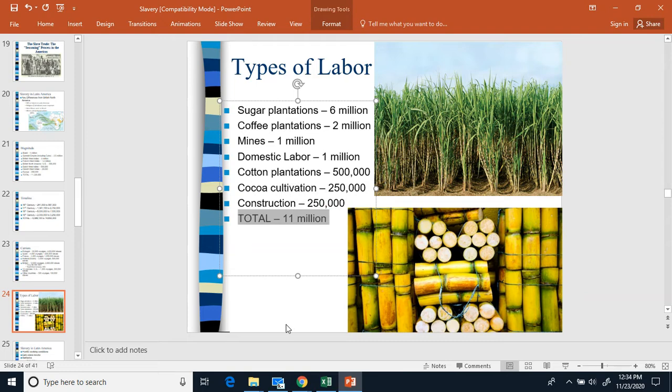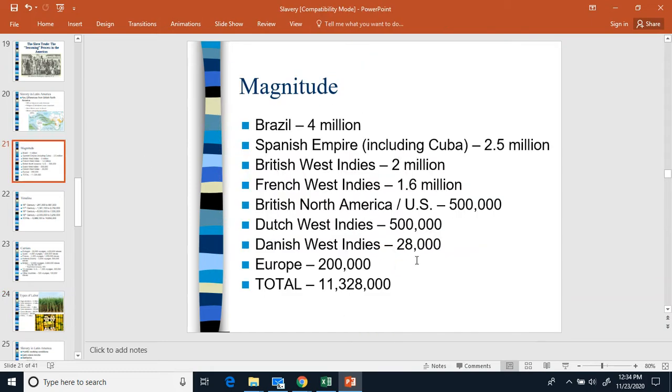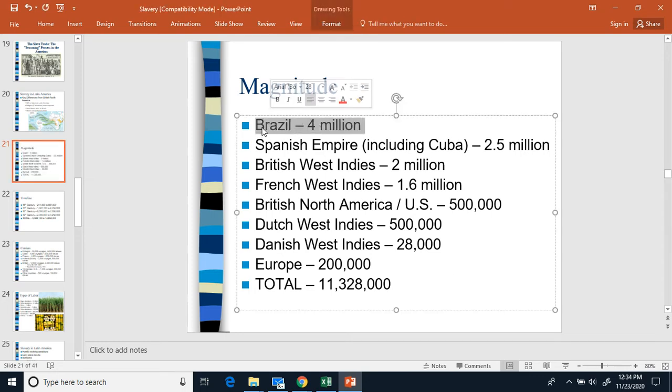So in total, there was 11 million slaves in the Americas, kind of spread out from north all the way to the south part of the Americas. And you can see here a little graphic. This shows you just where slaves are kind of going to. So you see that Brazil had the highest amount. The Spanish Empire, that would be like Mexico all the way down to Panama, into like Cuba and Venezuela, and also including Cuba, was 2.5 million.